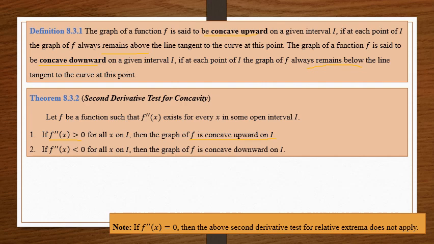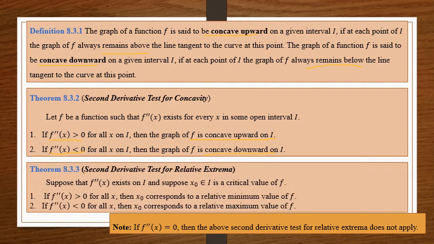So if yung second derivative natin class is greater than 0, which means positive siya, then yung graph natin is concave upward. Ibig sabihin, always remains above the line tangent to the curve at this point. And then if yung second derivative naman natin is less than 0, then the graph of f is concave downward. So madali lang. Pag greater than, yung second derivative ha, take note, second derivative yung titingnan natin. If greater than 0 siya, concave upward. If less than 0 yung second derivative natin, which means concave downward yung graph niya.